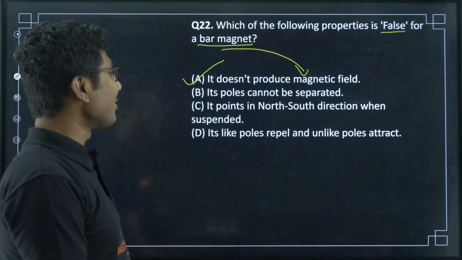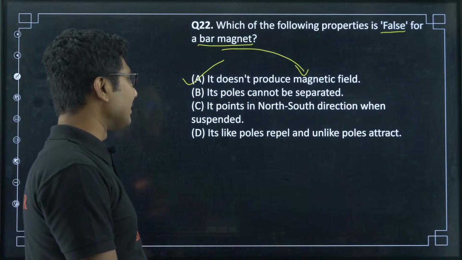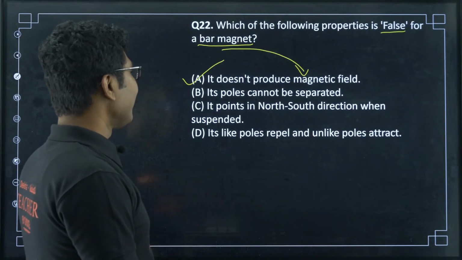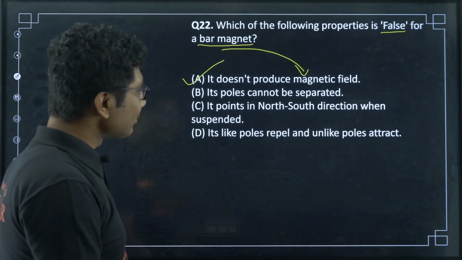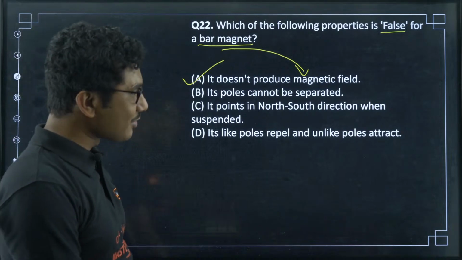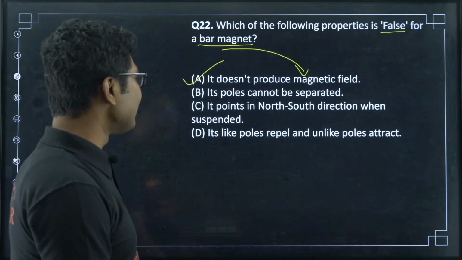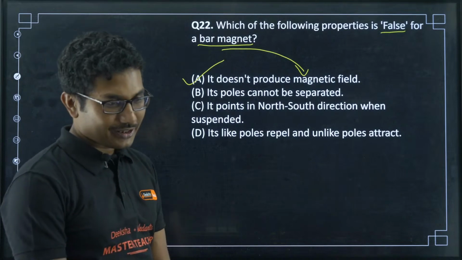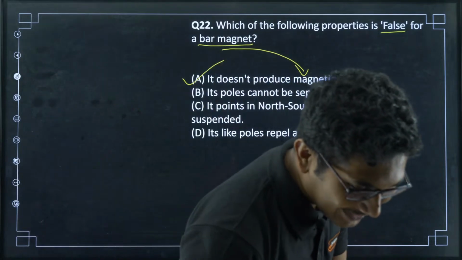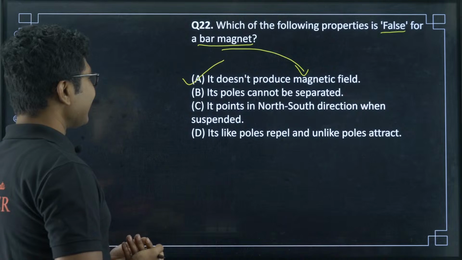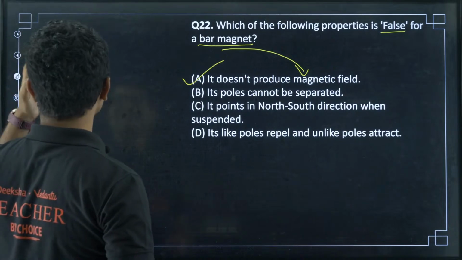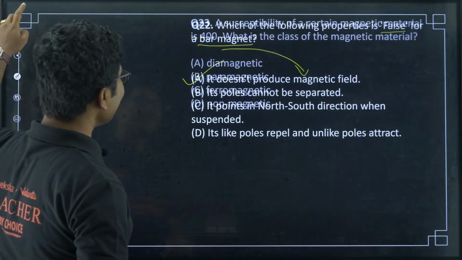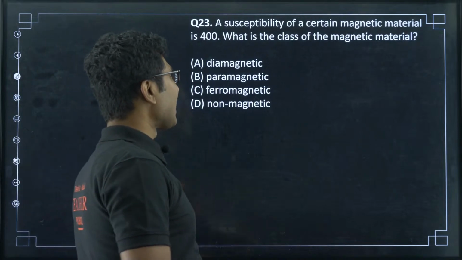Its poles cannot be separated. Yes, they cannot be separated, so that is a correct statement. It points in the north-south direction when suspended. Yes, that is also a correct statement. Like poles repel and unlike poles attract. That is also a correct statement. Yes, I already answered 22A, an easy question. Right, it does not produce any magnetic field. A very trivial question, but that is also a type of question.